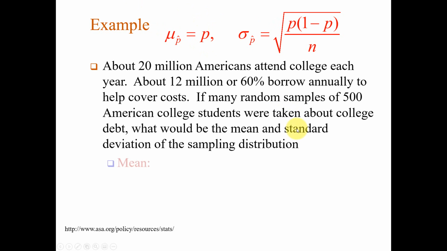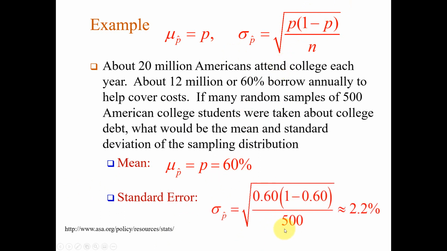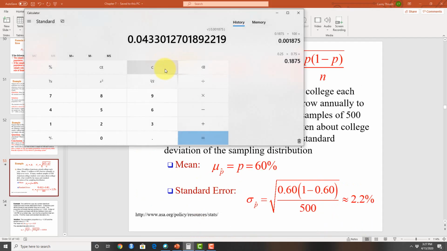Alright, so our mean is going to be P, and that's 60%. And our standard deviation, our standard error, we plug in that P, 0.6 times 0.4, divided by 500, I forgot to say that, equals about 2.2%. I'm going to bring up the calculator really quickly. So 0.6 times 0.4, this part equals 0.24, divided by 500. This entire thing is equal to this, 0.0048. Now we need to square root that, and that's how we get this number, about 2.2%.